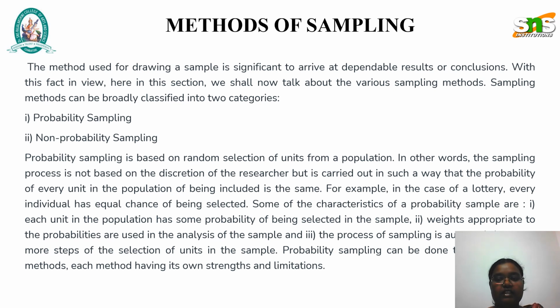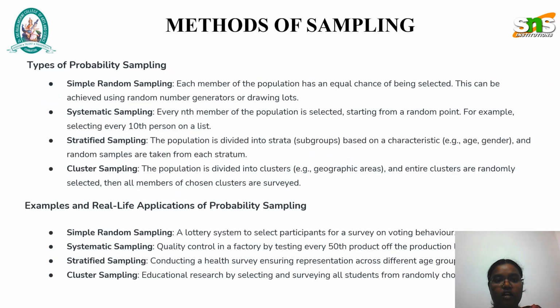Some of the characteristics of a probability sample are that each unit in the population has some probability of being selected in the sample. Weights appropriate to the probabilities are used in analysis of the sample. The process of sampling is authorized in most steps of the selection of units in the sample. The probability sampling can be done through various methods, each method having its own strengths and limitations.